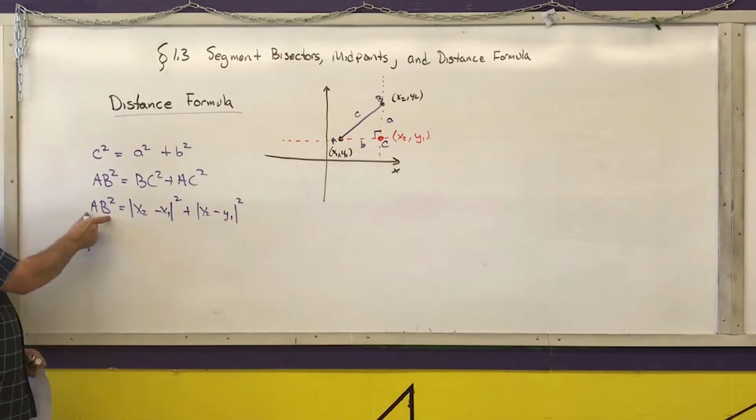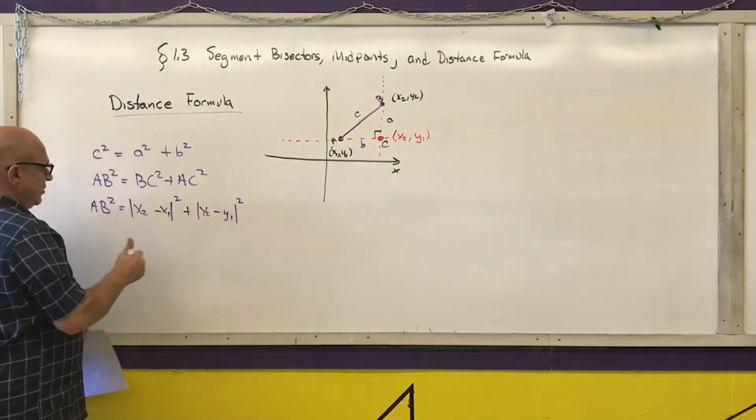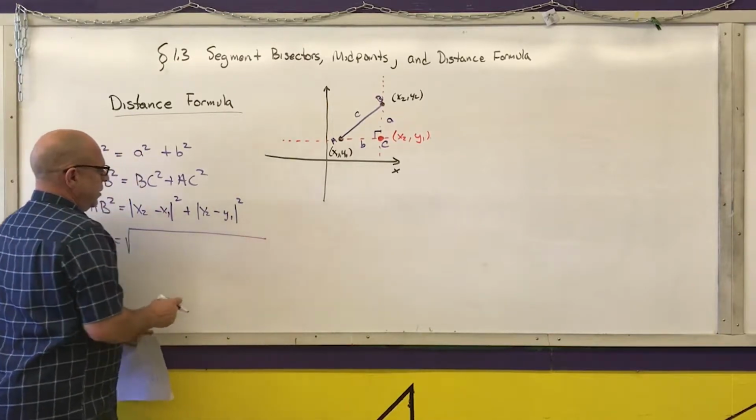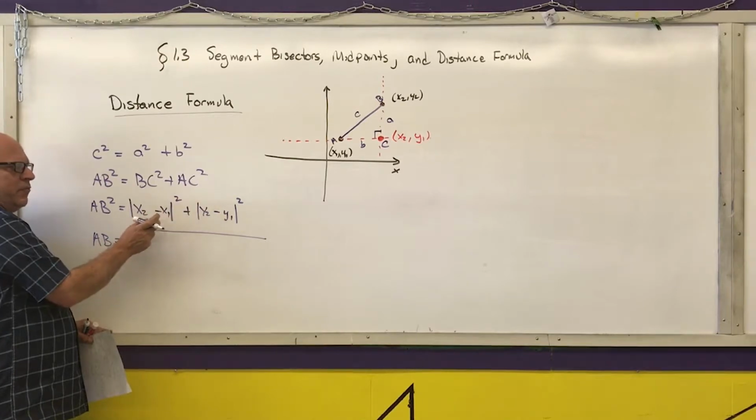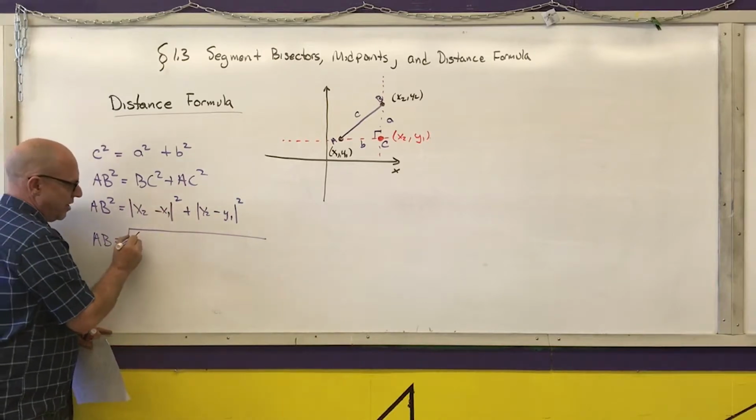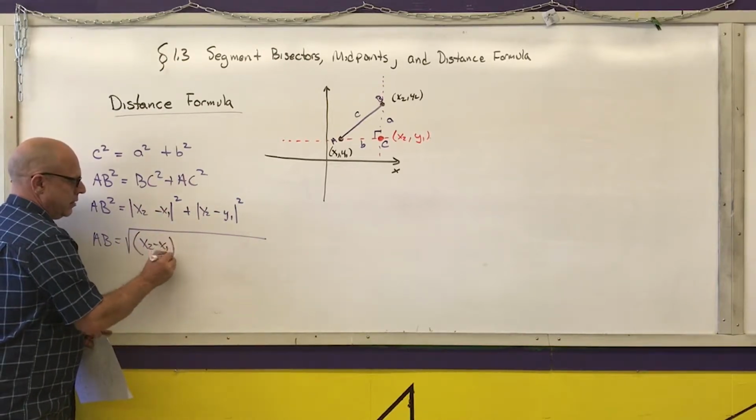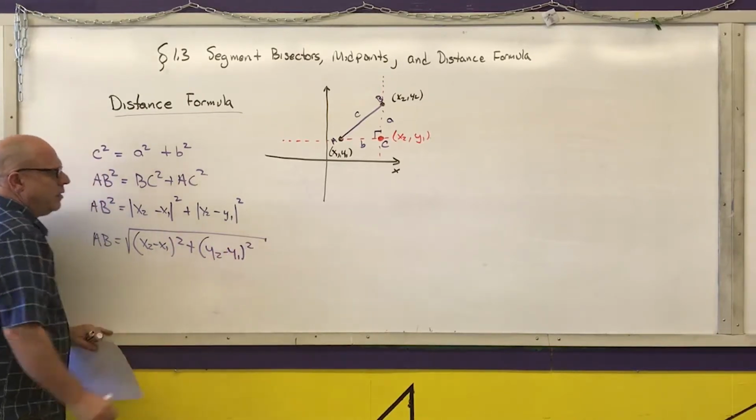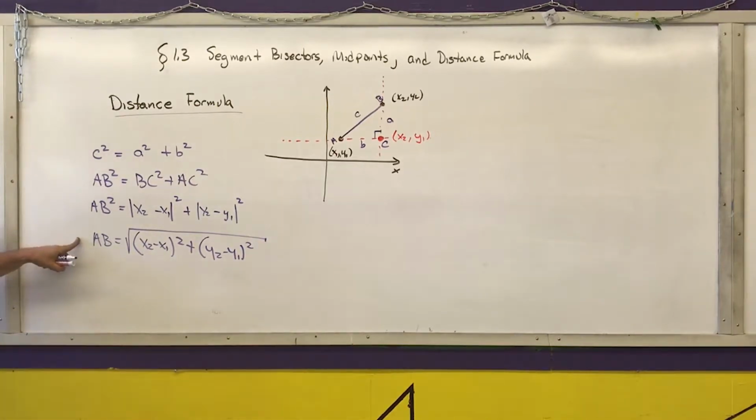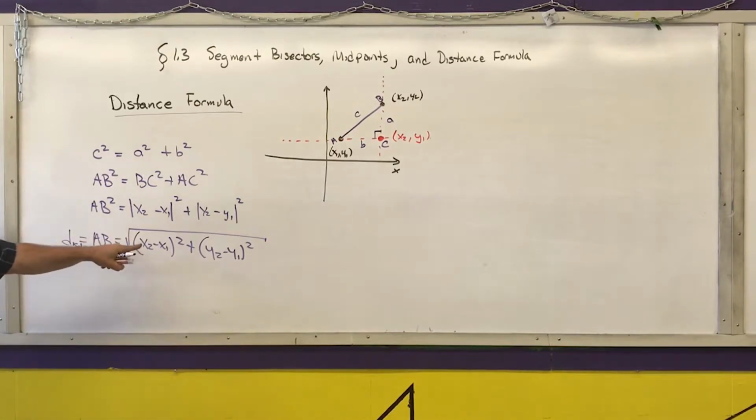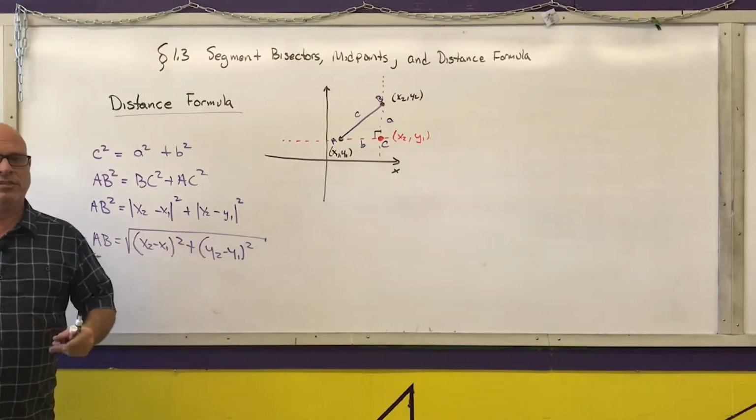Then I want to get rid of this because I don't want AB squared. I just want AB, so I'm going to take the square root. And I want the principal square root, so I just need the positive one. If I take something and square it, whether it's positive or negative doesn't matter because I'm still going to end up with a positive. So these absolute values can go away and become parentheses: y2 minus y1 squared. That is the distance formula. I'm going to call this lowercase d for distance. So distance is equal to the square root of (x2 minus x1) squared plus (y2 minus y1) squared.